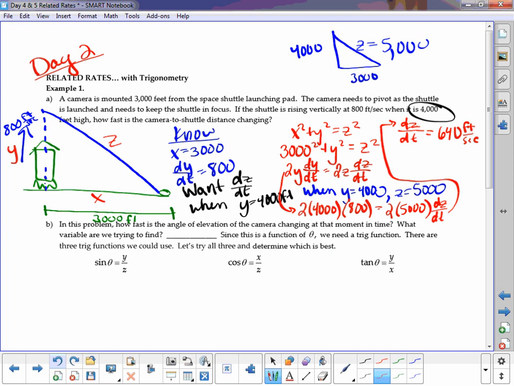We should actually write out a nice statement for it. The camera to shuttle distance is changing, or you can even say is increasing at that rate. That would be fine. At a rate of 640 feet per second.